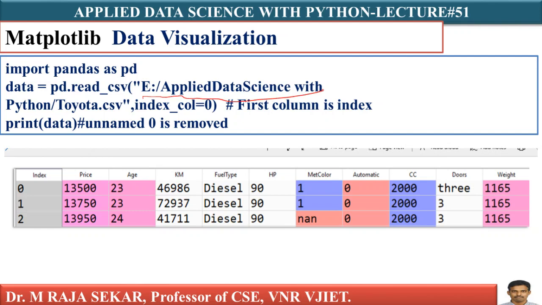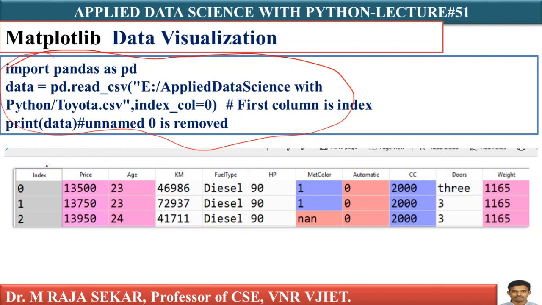In E drive, I have a folder known as applied data science with Python, in which there is a file known as toyota.csv. This file is already available in my Google site, index underscore. This I need not explain, I need not spend much time. There is a file toyota.csv. If you print this one, instead of showing the entire file, here I am showing only some portion of the file. If you want to view the entire file you can view it. In previous lectures I explained this many times.